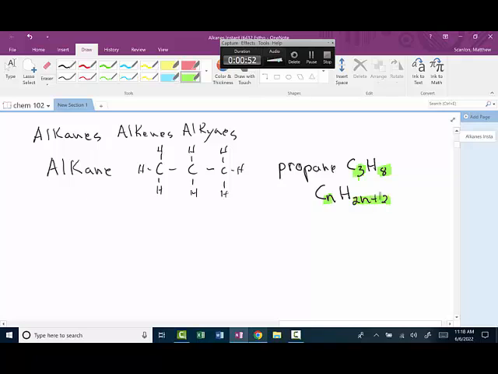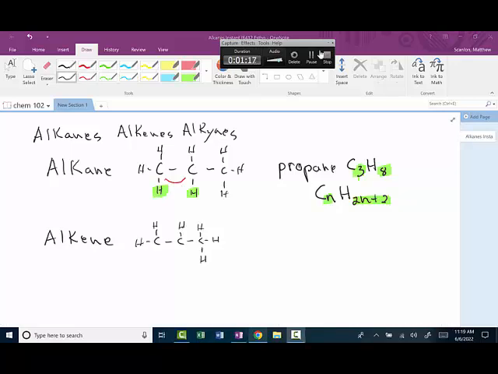Now, there are all bunches of them. I'm not going to mess with them. You know them already. Let's start and look at an alkene. For an alkene, I am going to remove 2 hydrogens from an alkane. If I remove 2 hydrogens in here, I'm going to have to make a bond here. I'll show you why in a second.